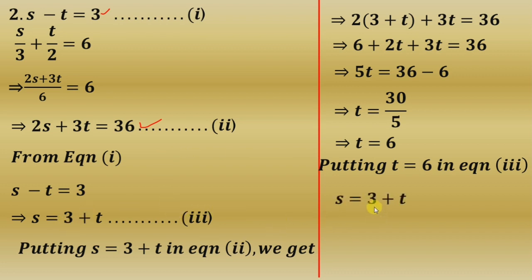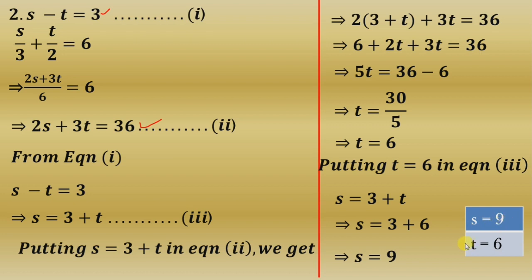Equation number 3 is s is equal to 3 plus t. Now this t is replaced by 6, so I'll get s is equal to 3 plus 6, s is equal to 9. So I'll get s is equal to 9 and t is equal to 6. It satisfies both equation number 1 and equation number 2.